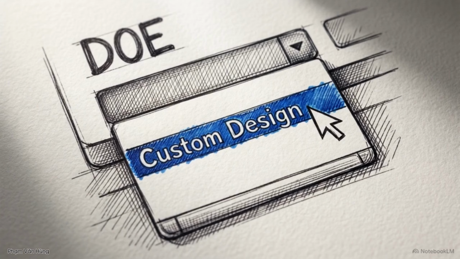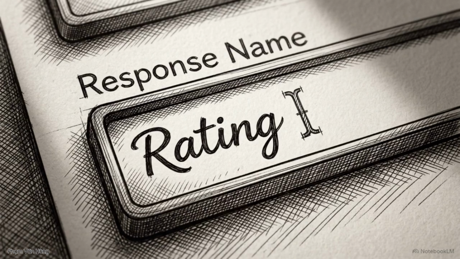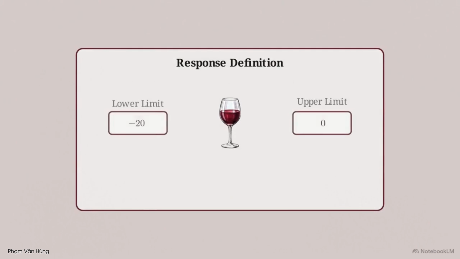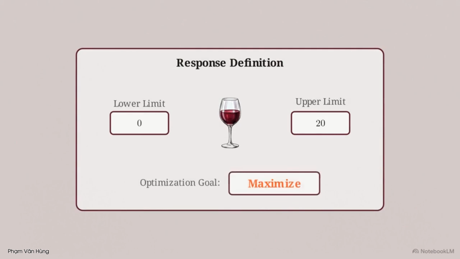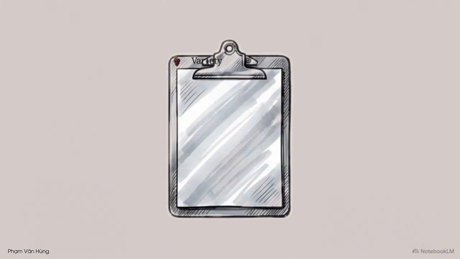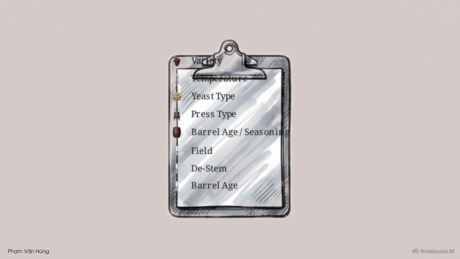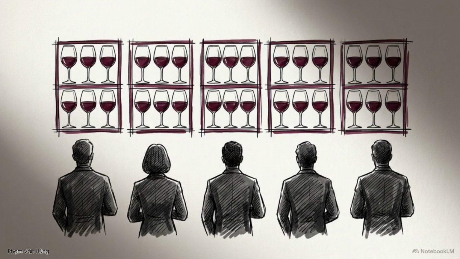Step 1 is Setup. Navigate to the DOE menu and open the custom design platform. We start by defining our response. We name it rating, set the lower limit to 0 and the upper limit to 20, and keep the goal set to maximize. Next, we enter the 9 categorical factors that impact our wine processing, variables like grape variety, temperature, and yeast type. Now we hit a real-world human constraint.